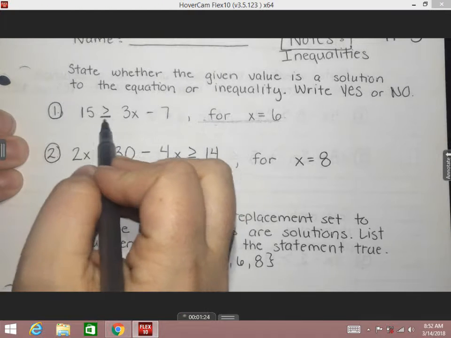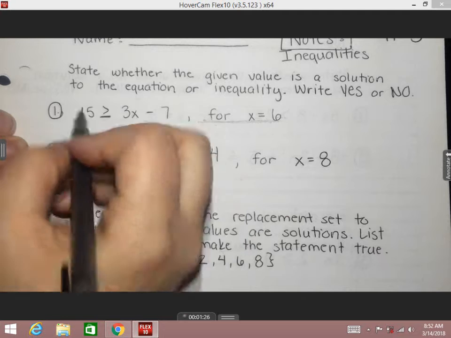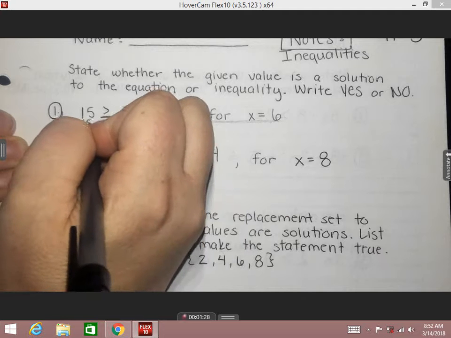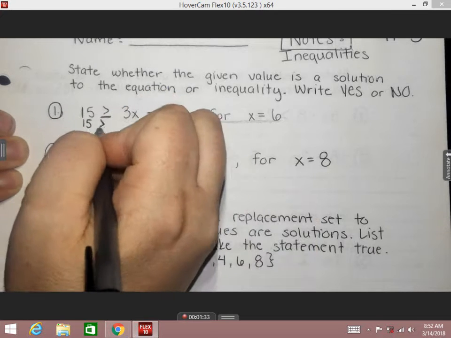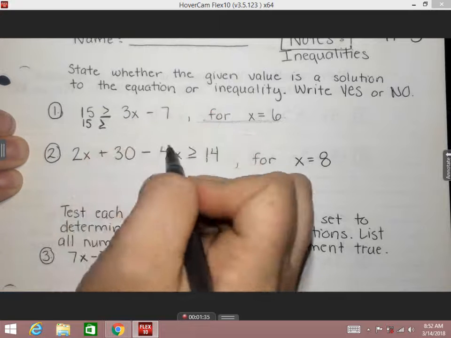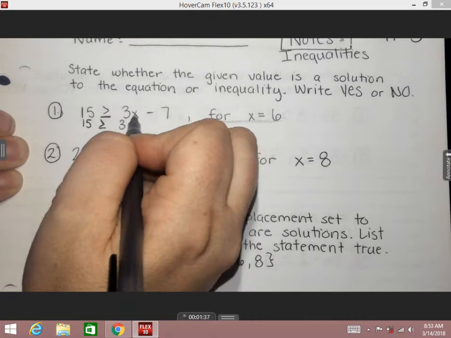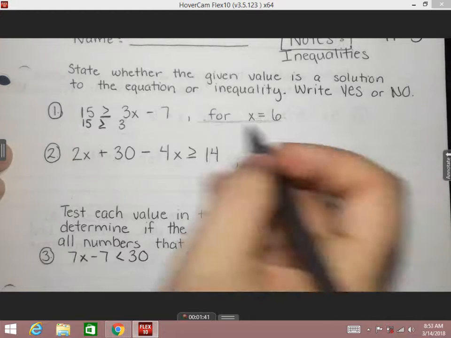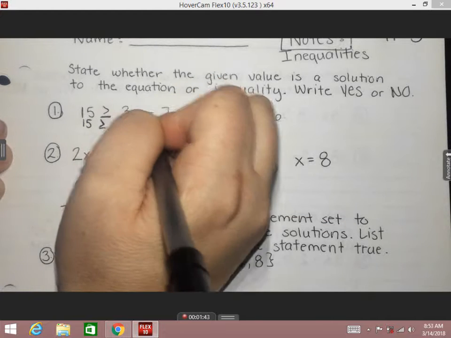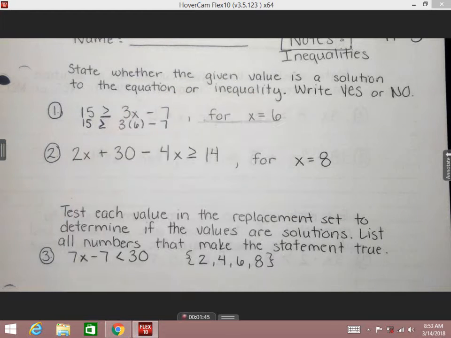So for number 1, I'm going to write 15, because am I changing the 15? No. Keep my symbol, greater than or equal to. 3, am I changing the 3? Am I changing my x? What am I changing x to? 6. And then I have minus 7.